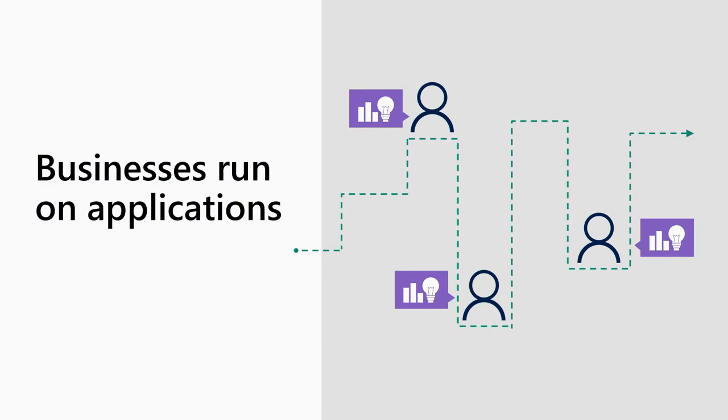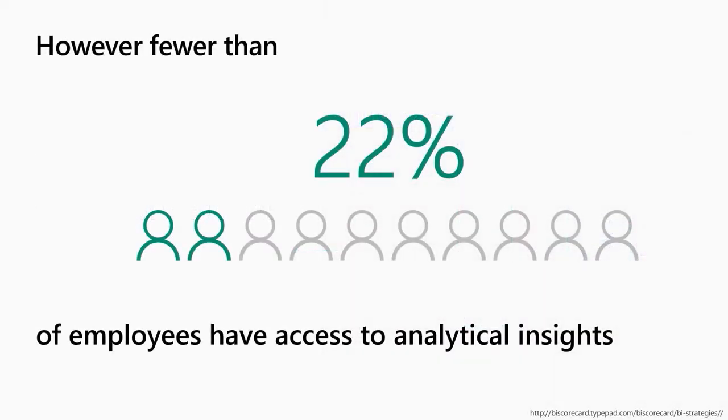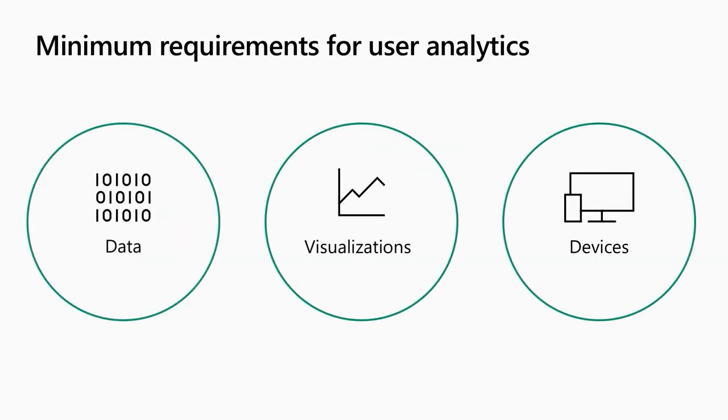So we all know that businesses rely on applications for everything from sales, talent, manufacturing, and many more. These applications provide users with information they need in order to do their job well. However, fewer than 22% of employees have access to this data, so they can't really make informed decisions. In some ways, this number being so low makes sense, because delivering even the minimum is fairly complex.